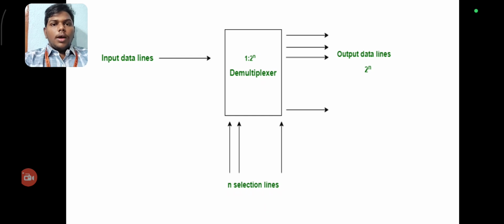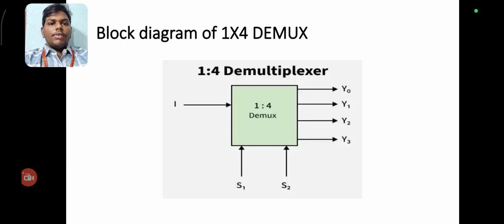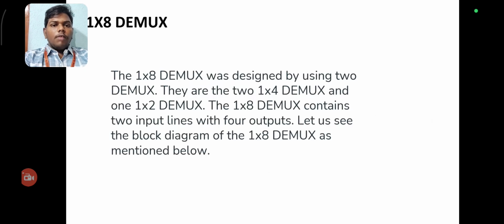So this is a block diagram of a demultiplexer. We have input data lines, selection lines and output lines. It is a combination of 1 to 2 power n demultiplexer. There are several types of demultiplexers: 1 into 4 demultiplexer, 1 into 8 demultiplexer, and also 1 into 16 demultiplexer. Let us see them one by one.